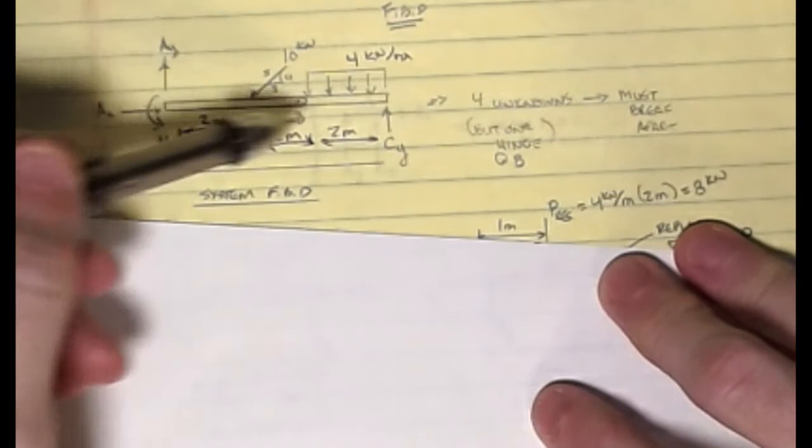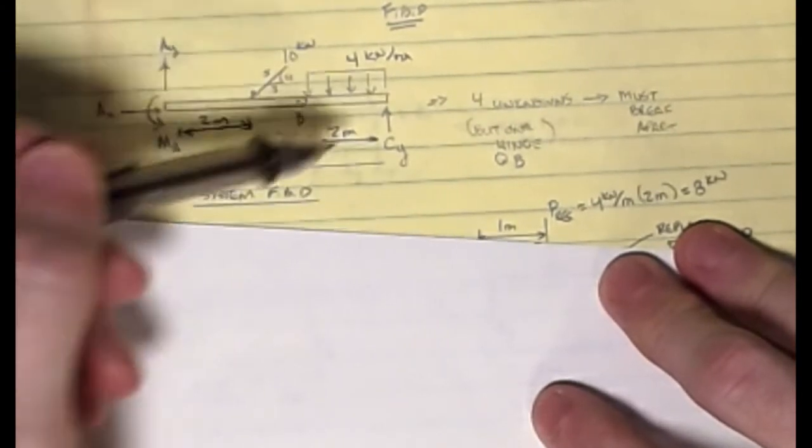4 unknowns, 3 equations for the whole system. I can't find everything. Now, I might get lucky and be able to find one. In this case, I can't, but on some problems, you sometimes get a little bit lucky.